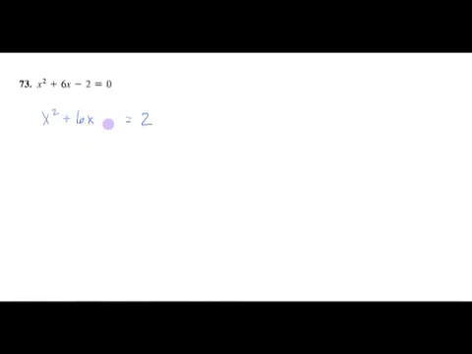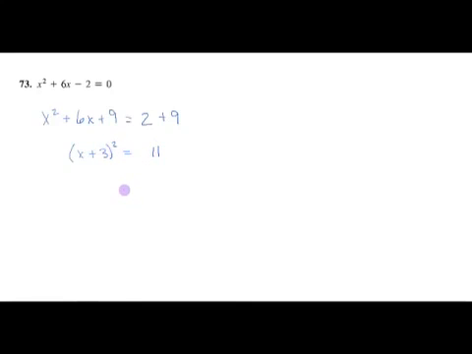Alright, we need to figure out what number we add here to make a perfect square trinomial on the left side. So we're going to take half of 6, which is 3. 3 squared is 9. But if I add 9 to the left side, I need to add 9 to the right side. Now I have the perfect square trinomial, which I know factors as the square of a binomial.